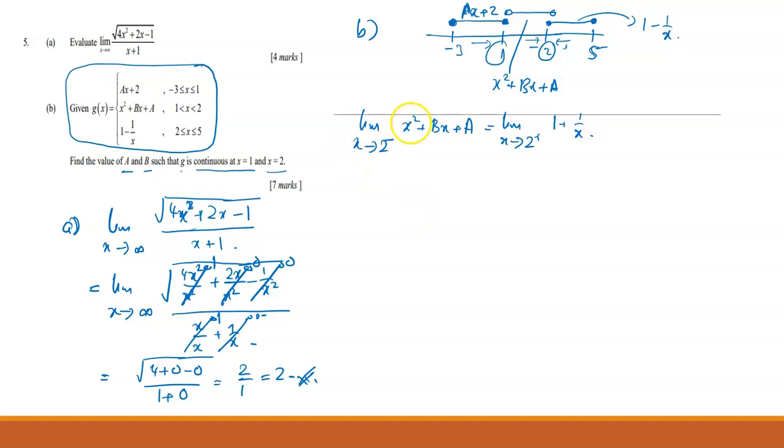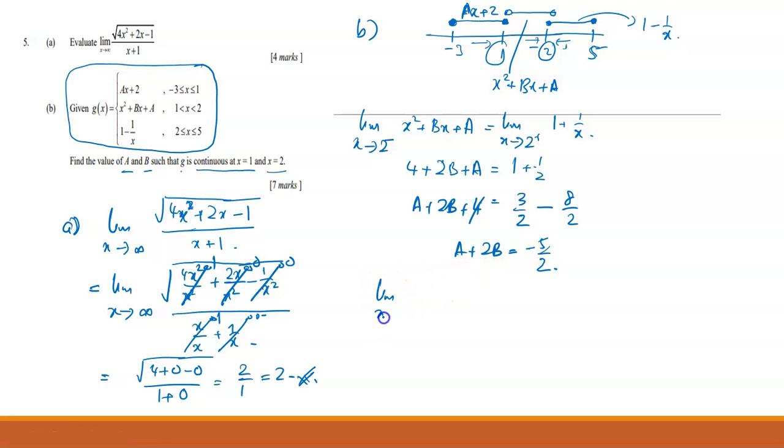Okay, substitute x with 2 here: 2 squared equals 4, plus 2b plus a, equal to 1 plus 1 over 2, which is 3 over 2. So a plus 2b plus 4 equals 3 over 2, and bring this 4 to the left side. 4 times 2 equals 8 over 2. Then a plus 2b equals 3 minus 8, which is negative 5 over 2. Okay.